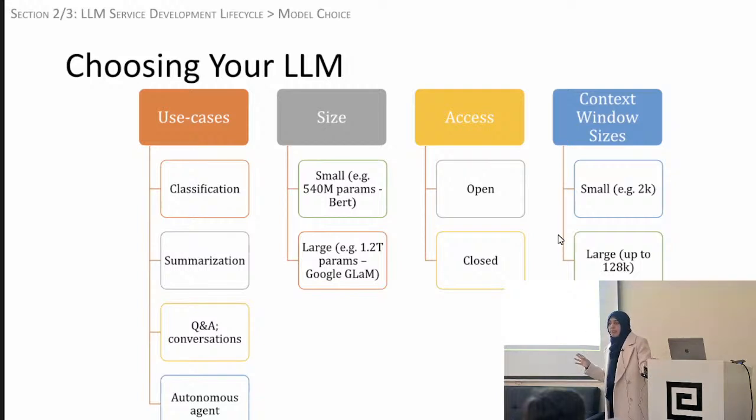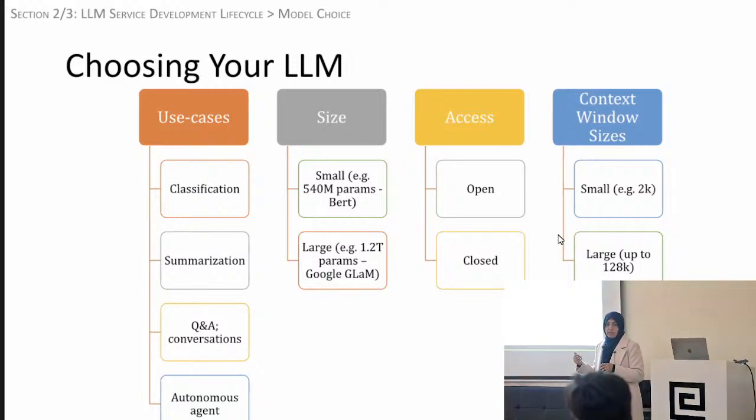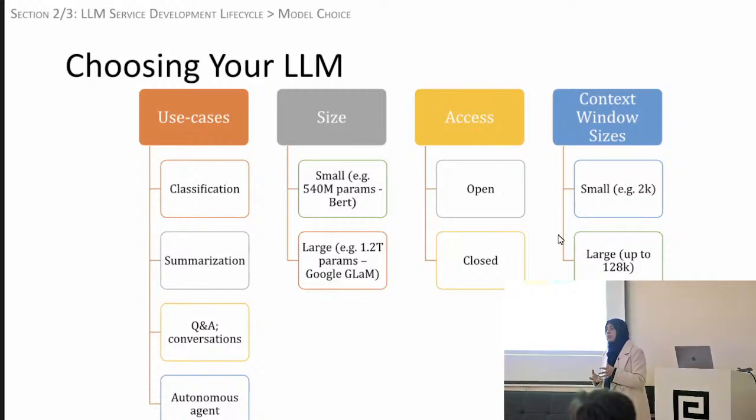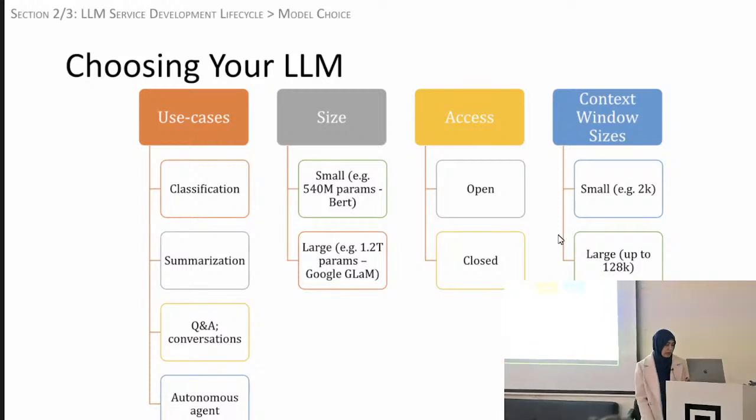Basically, choosing an LLM once you have a use case is contingent on these 4 factors primarily, right? One is what use cases it's already suitable for out of the box. That depends on a couple of factors that we'll go through in a minute. What is the size of the LLM that you need for your use case? So the size is in terms of the number of parameters. Whether it's open source or closed source, right? What is the access? And then what context is it able to look at? You would consider all of these factors when choosing your LLM. So let's look at each of these one by one.